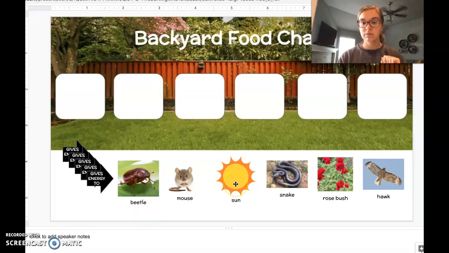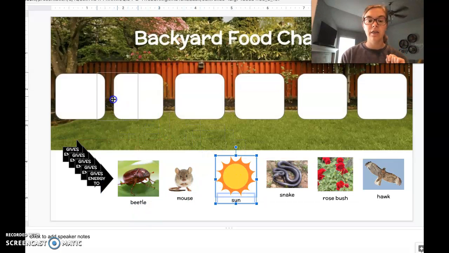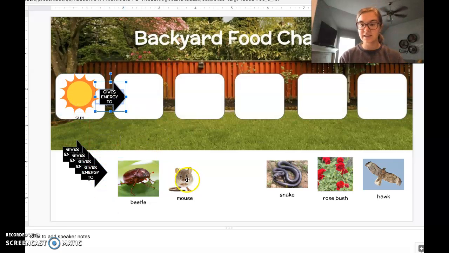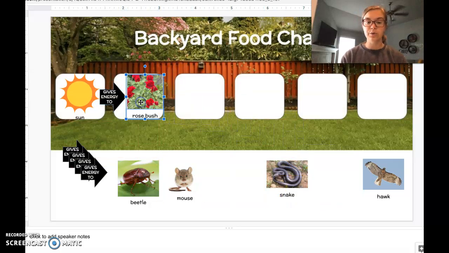So remember, a food chain always starts with the sun. The sun then gives energy to a plant. So in this case, my plant is a rose bush. So the rose bush absorbs energy from the sun and makes its own food. That's what makes plants really cool and special. They make their own food.